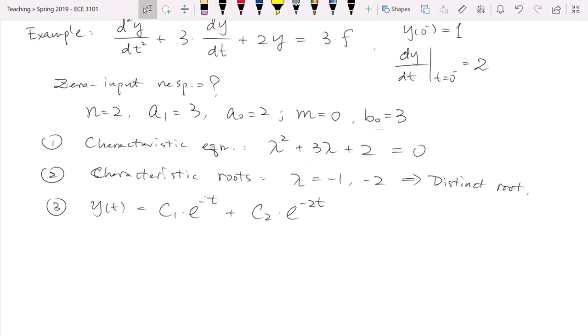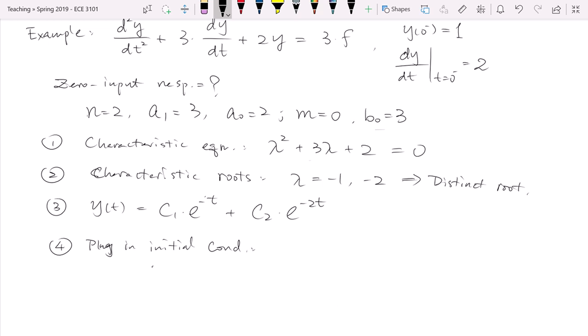And the only thing left to be done is c1 and c2. So the next step is you plug in the initial condition. This is the zero input response, no external input f. Everything you need to worry about is how the initial condition will generate a response.